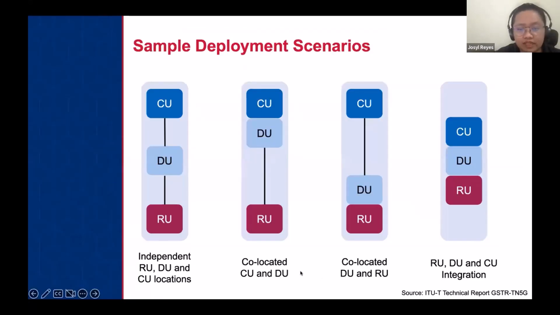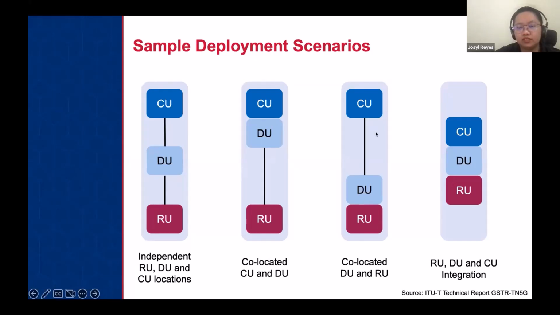Okay, so from that, now we have the following sample deployment scenarios. We have the CU, DU, and RU. So here you can see in the first deployment scenario, all three are independent from each other. They can be located at different places. We have the fronthaul interface here, the midhaul interface. They can be kilometers away from each other. And the second one is the co-located CU and DU. So you can see CU and DU are in the same site. There is no midhaul interface, and we only have the fronthaul interface here.